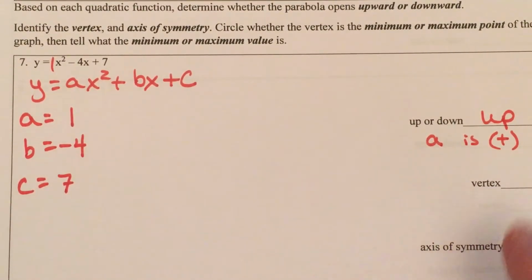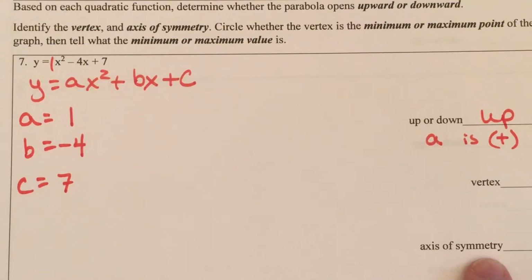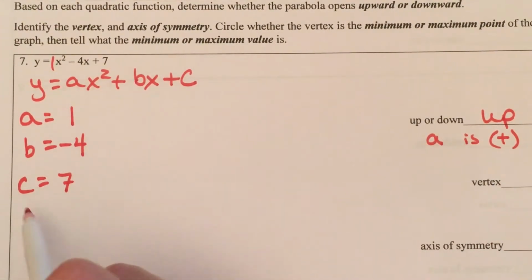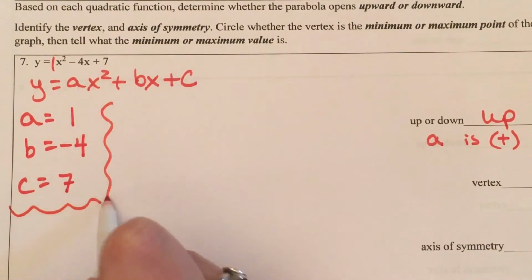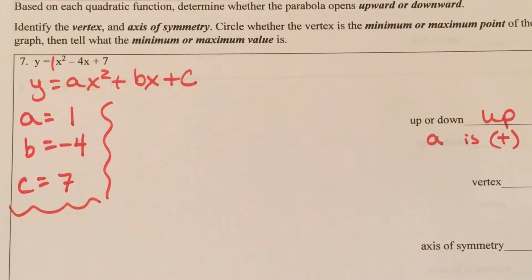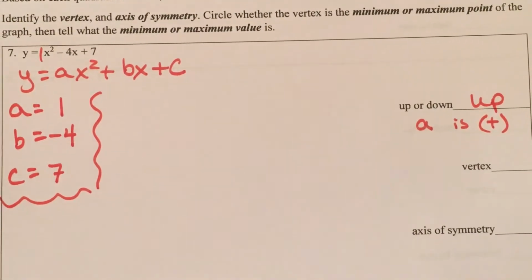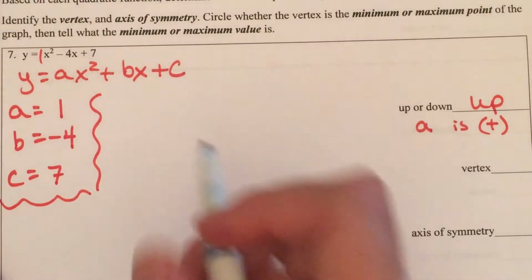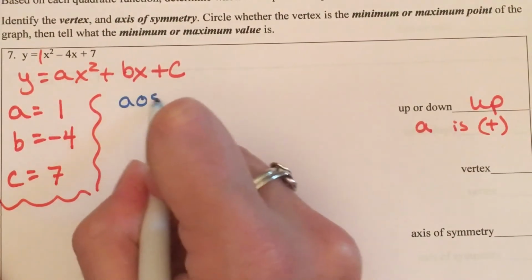Before we go find the vertex, we really should find the axis of symmetry. It'll make it a lot easier. Why will it make it easier? The axis of symmetry is part of the vertex. So let's go find a part of it first. The axis of symmetry.